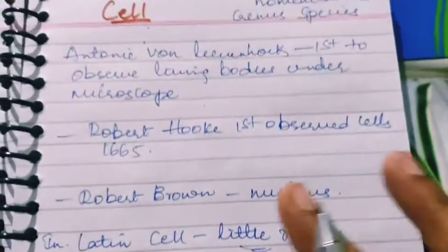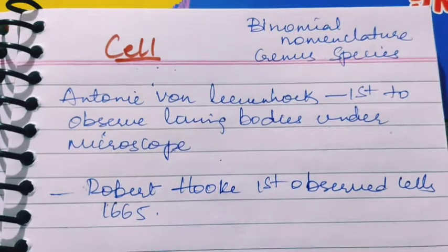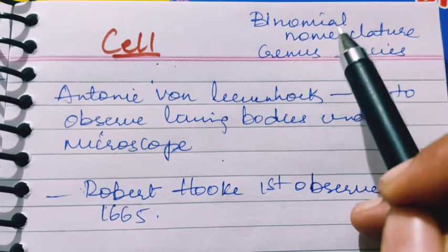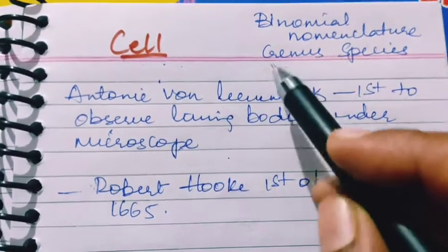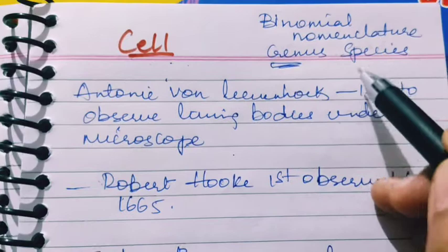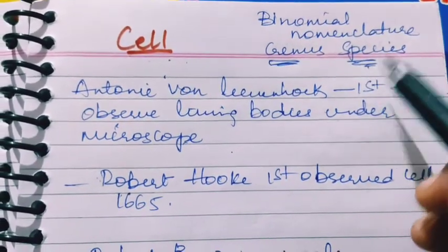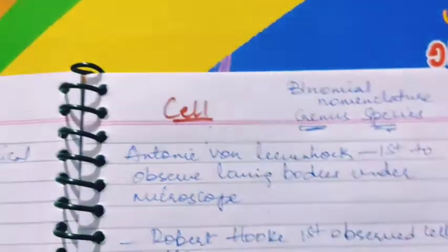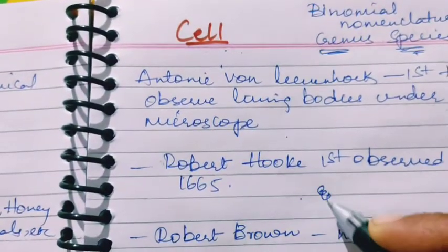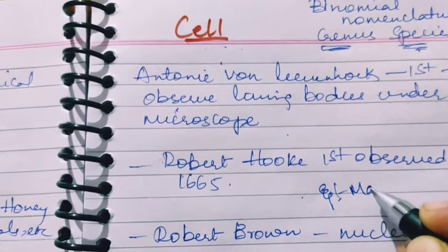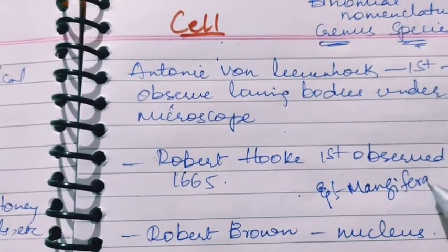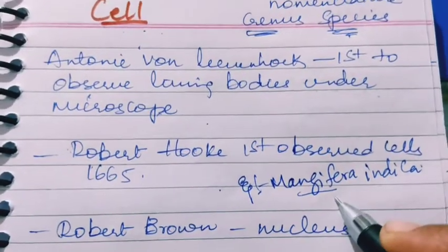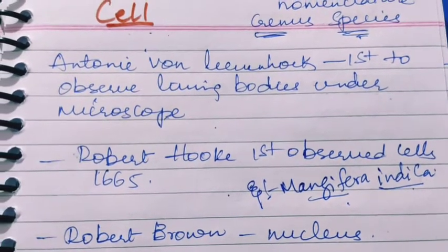The scientific naming of any plant or animal or microorganism follows binomial nomenclature. Binomial nomenclature means it is made up of two words. The first is the genus and the second term is the species. For example, mango. The scientific name of mango is Mangifera indica. Mangifera is the genus name and indica is the species name.